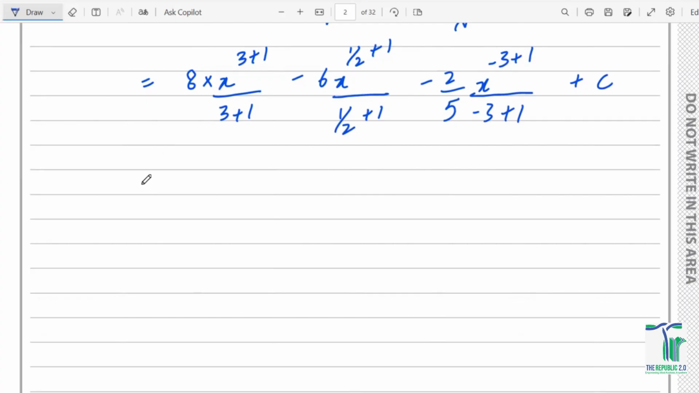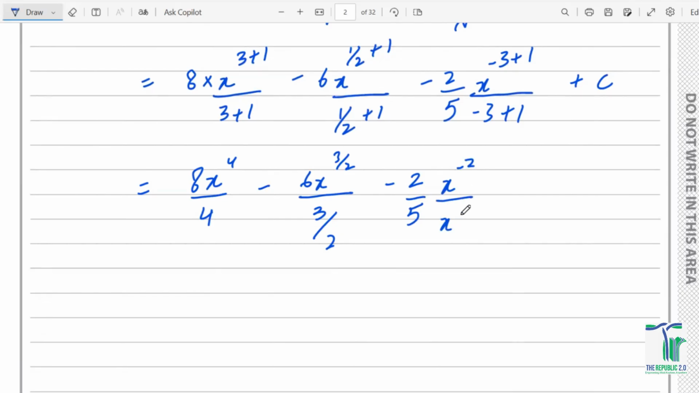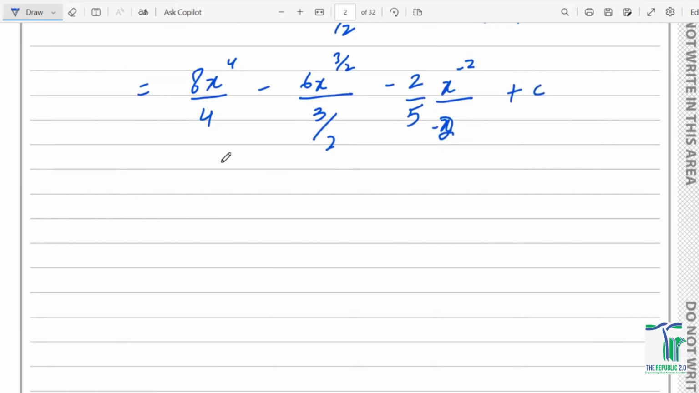Now we'll have 8x to the power of 4 divided by 4 minus 6x to the power of 3 by 2 divided by 3 by 2, and then minus 2 by 5 x to the power of minus 2 divided by minus 2, plus c. Now I'm going to solve these fractions down, and I would have 2x to the power of 4 minus... this 2 is in the denominator of the denominator, so we multiply 2 times 6, which is 12 upon 3, which is 4x to the power of 3 by 2.